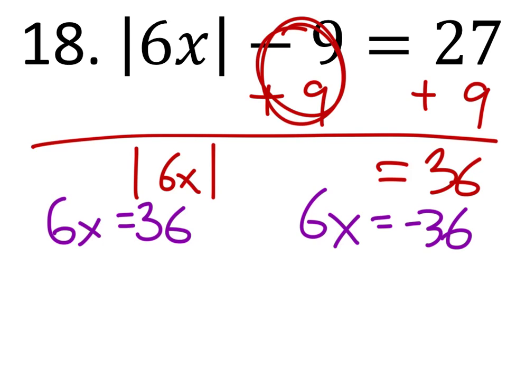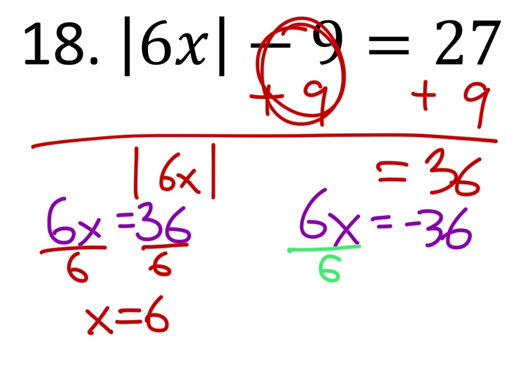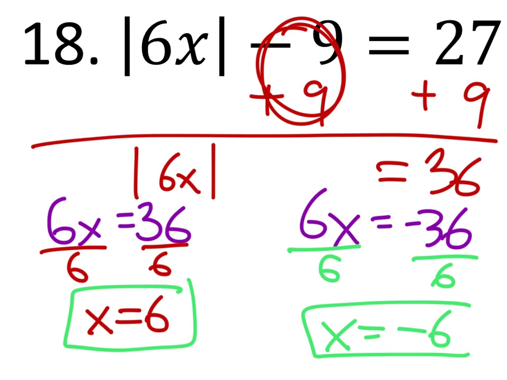Whatever value of x gives us whatever's inside the absolute value, if it's negative, it's going to spit out that positive 36. So from here, we'll divide by 6 on both sides and find that x is 6. And on the other side, we'll divide by 6 on both sides and find that x is negative 6. So we have two answers here, and you can write this, once again, just as x equals 6 and negative 6.